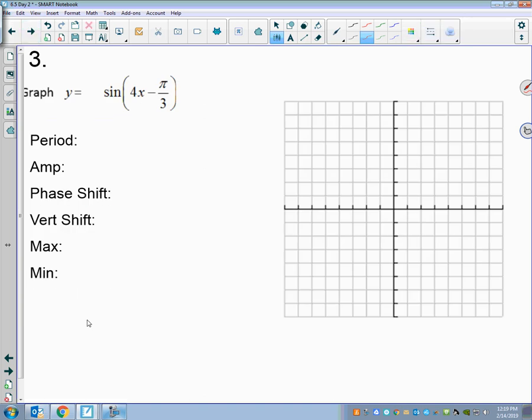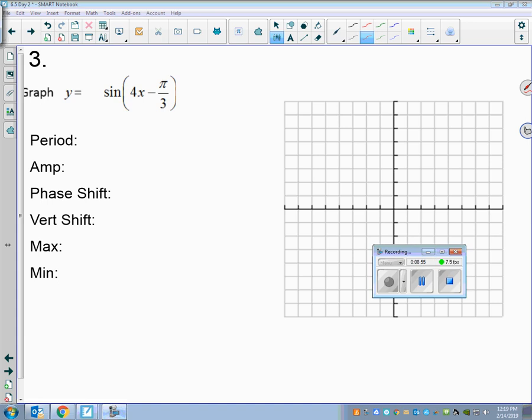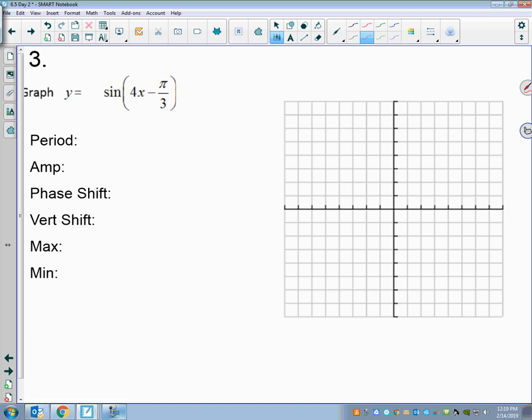So what about this one? Ivy Tech likes to give you ones that are a little bit harder than the ones that I just did. We're going to practice this one, and I have another one. We'll see how far I get. We might start this one and then finish it in class. But all these things: listing the period, the amplitude, the phase shift, the vertical shift, the max and the min.